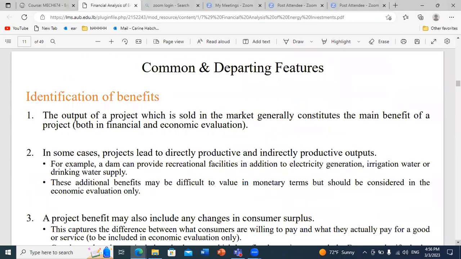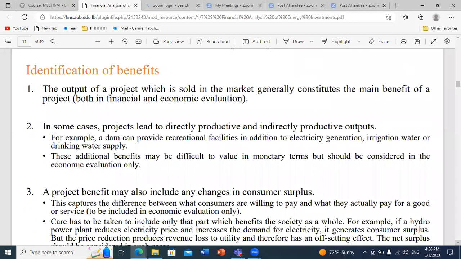Now, again, if we go back to the common and departing features between the economic and financial analysis, the output of the project which is sold in the market generally will constitute for both the main benefit of a project. In both financial and economic evaluation, the product that you will sell will constitute your income. Now, in some cases, projects lead to directly productive and indirectly productive outputs. What do we mean by this?